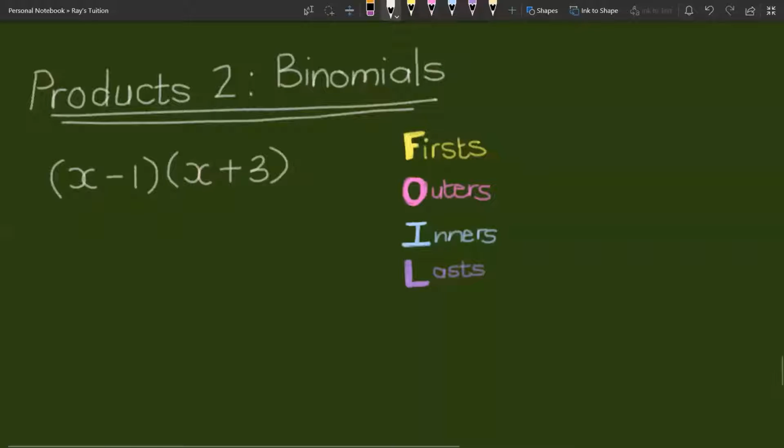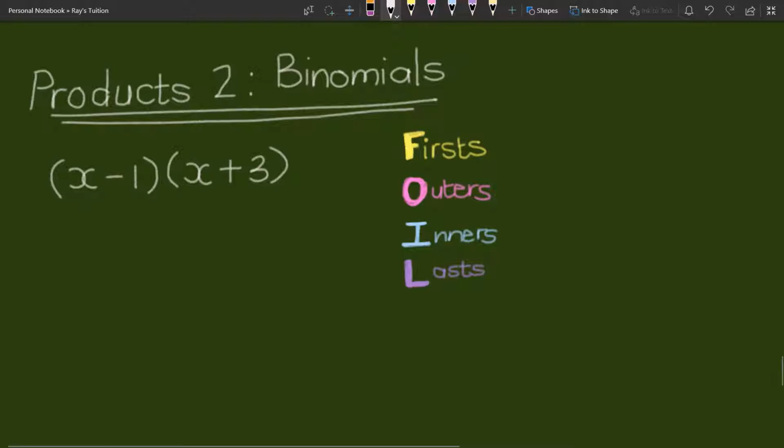Everybody, and welcome to this video on products. In this video, we will be having a look at how to multiply a binomial by another binomial. Binomial is just a word for referring to a set that has two terms in it. So this bracket has two terms, x and minus 1, and this is also x plus 3, so it's a binomial, times a binomial.